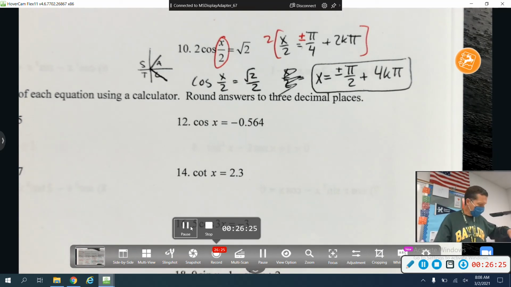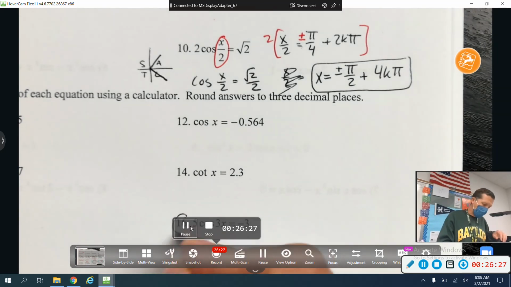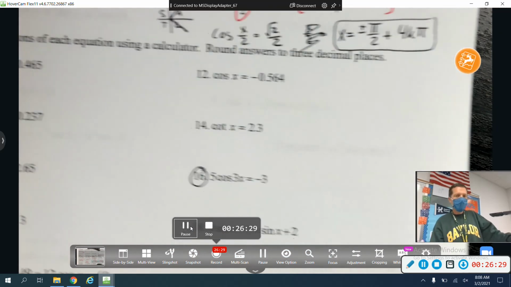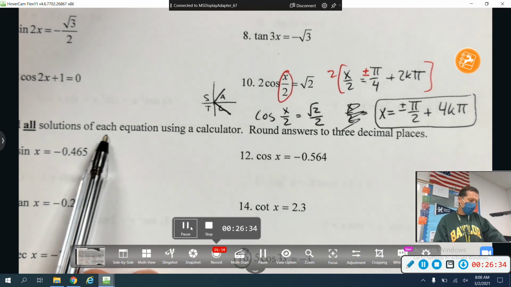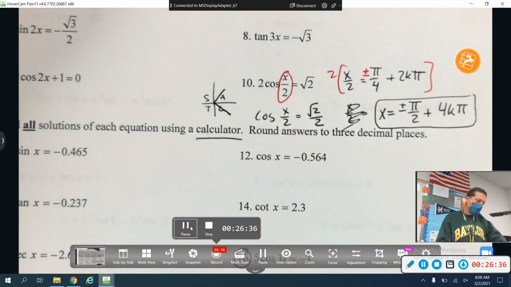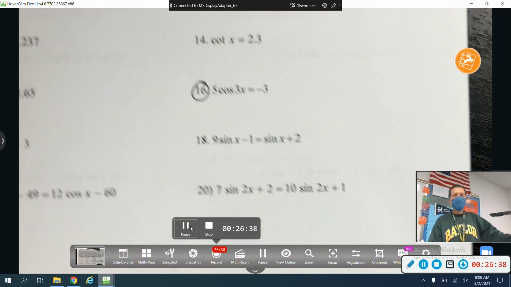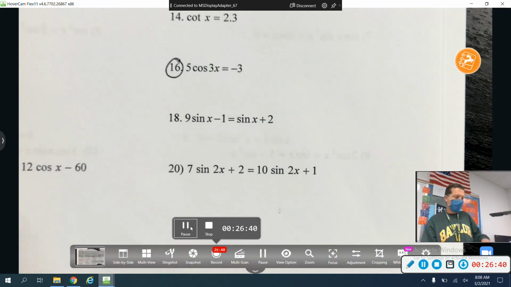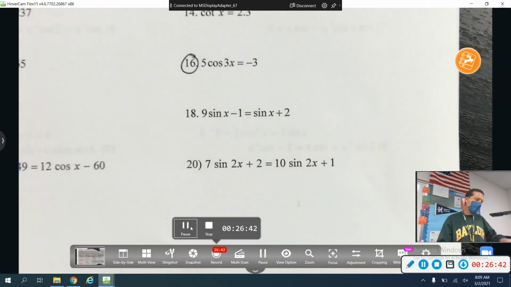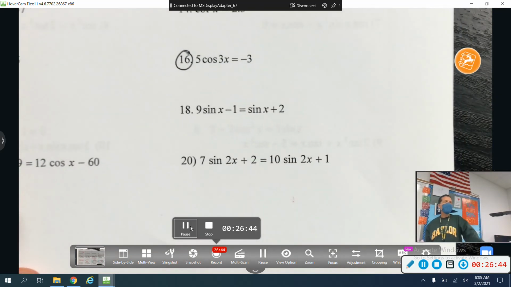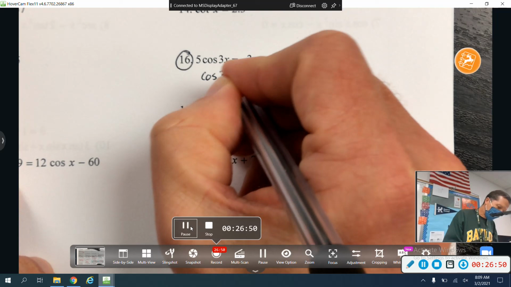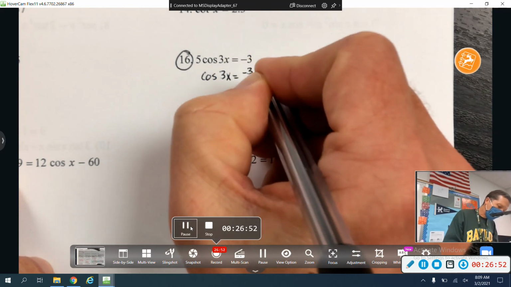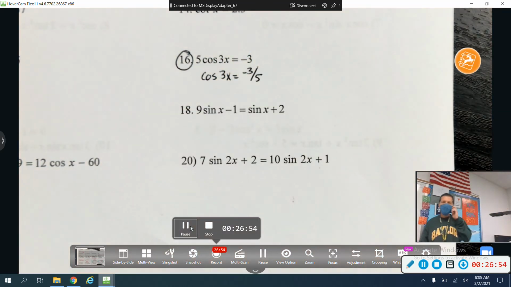Let's look at number 16. So we're into the calculator section. I guess we should have read the directions. Find all solutions of each equation using a calculator. Round answer to 3 decimal places. So looking at number 16, what do you want to do first on 16? Divide by 5. So cosine of 3x equals negative 3/5.